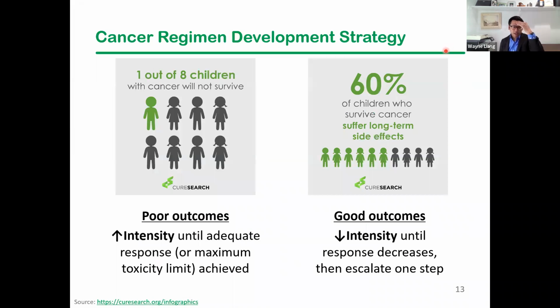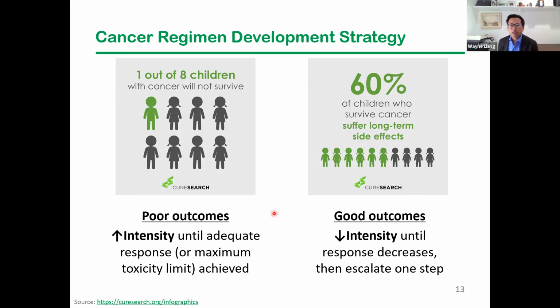So how are cancer regimens developed? Well, there's a balance here. We're balancing the fact that it's a disease, so we're trying to cure patients. Also, we want to try to prevent them from having long-term side effects that cause long-term morbidity. So 1 out of 8 children with cancer will not survive.